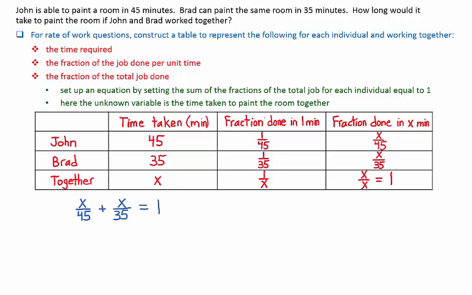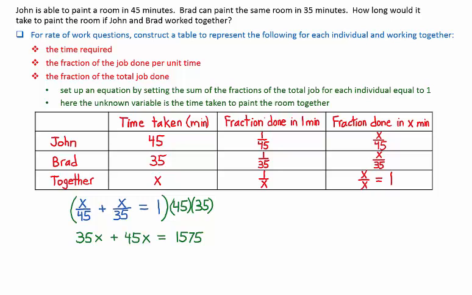To solve this rational equation, multiply the entire equation by a common denominator. In this case, I won't use the lowest common denominator. I will multiply by the two denominators, 45 and 35, such that the denominators cancel out. The first term, the 45's cancel, giving 35x. For the second term, 35 cancels, leaving 45x.